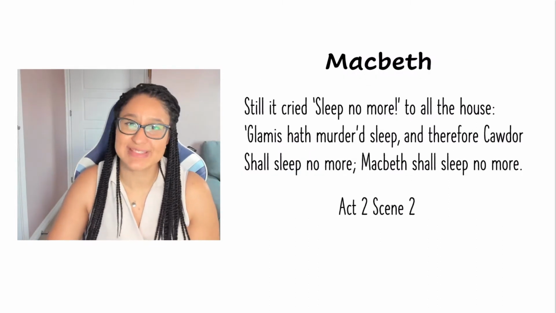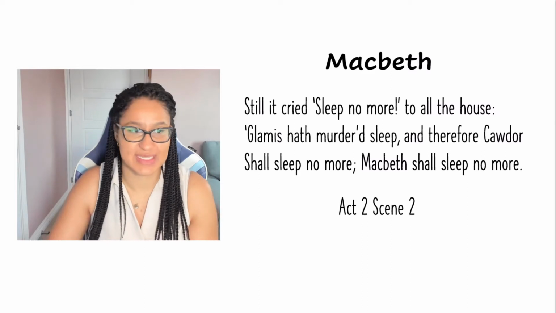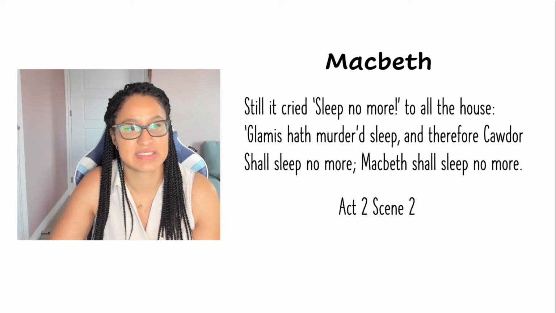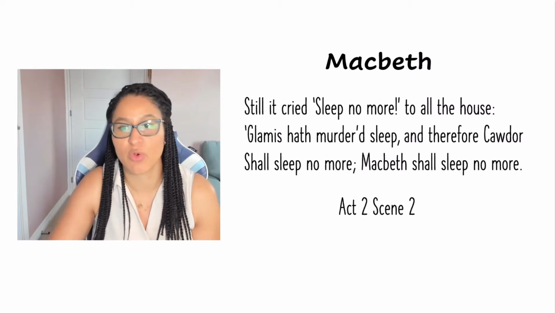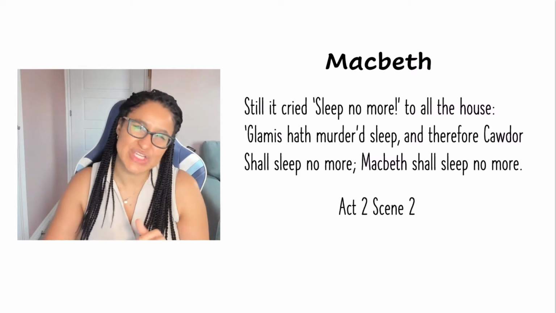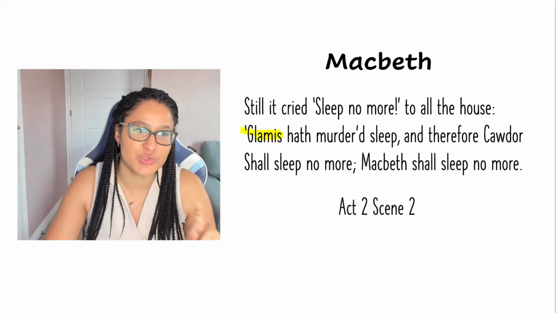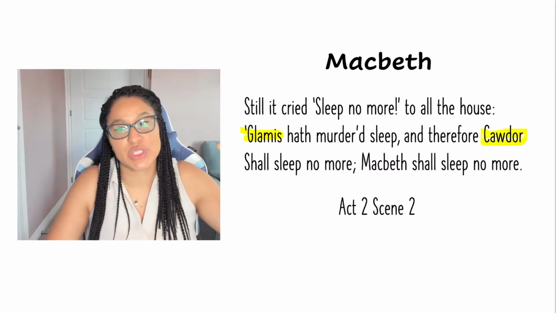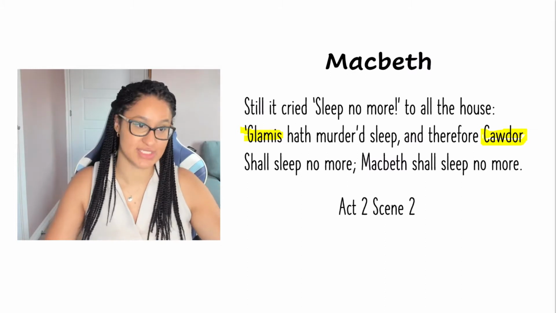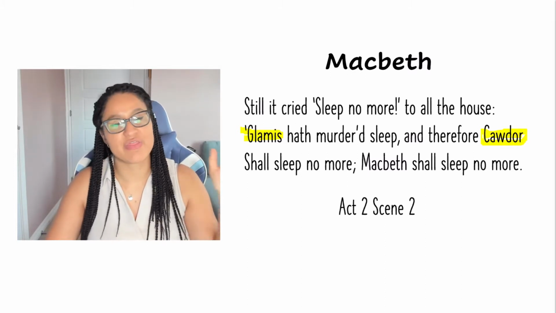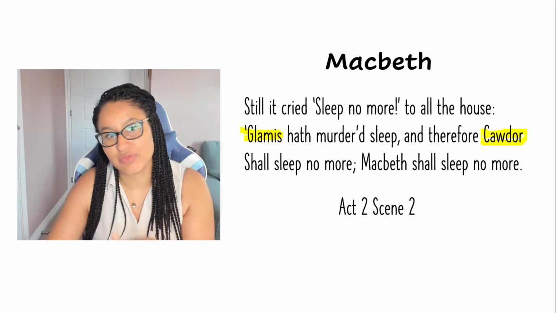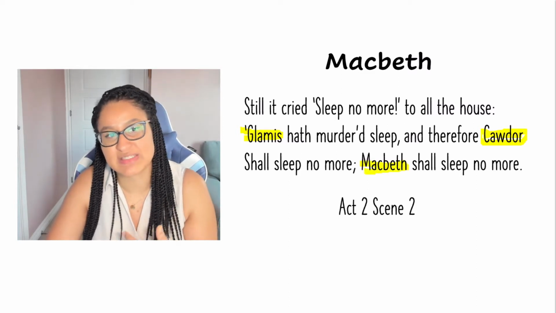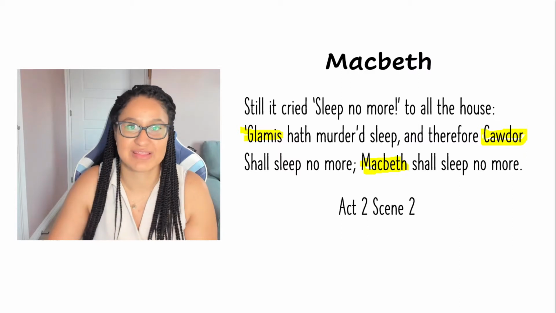And he really hammers that message home in this scene when he says, "Still it cried, sleep no more to all the house, Glamis hath murdered sleep, and therefore Cawdor shall sleep no more, Macbeth shall sleep no more." It's interesting how he runs through his different titles. He starts with who he used to be, which was just Thane of Glamis, and then who he is now, Thane of Cawdor, and then it becomes much more personal with his first name, Macbeth shall sleep no more.